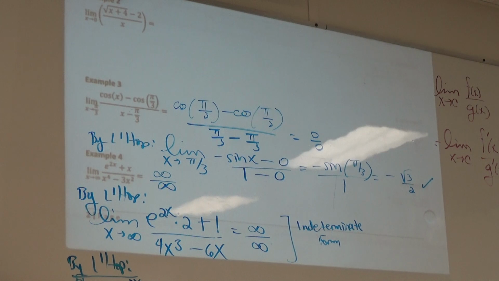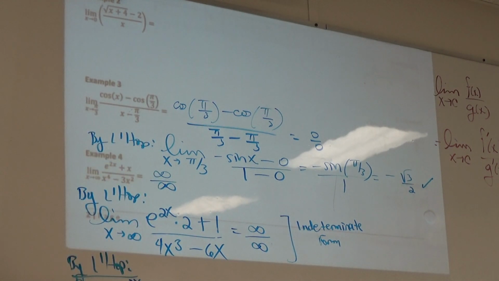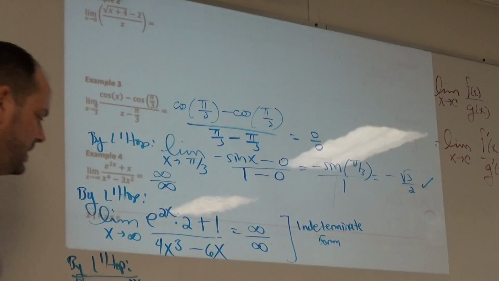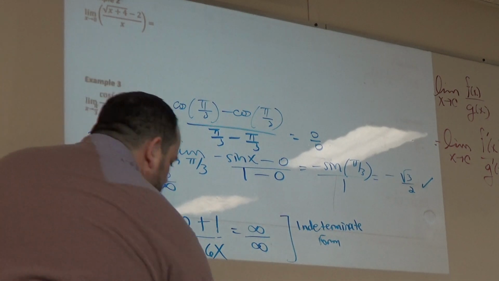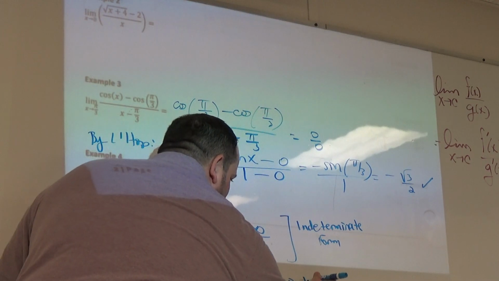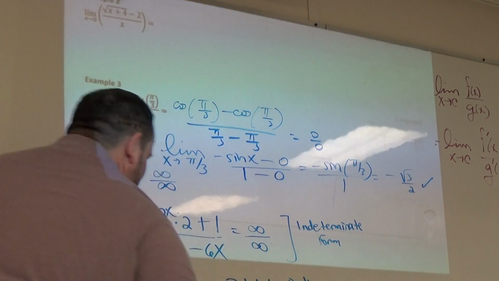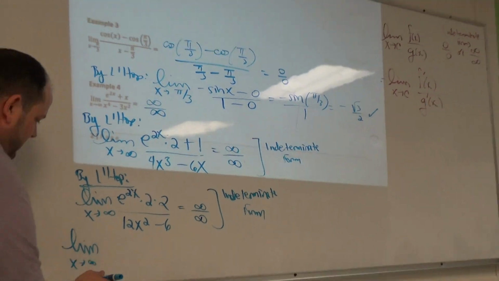Take the limit as x approaches infinity. e to the infinity is infinity times 2 times 2, infinity. 12 times infinity squared, infinity minus 6, infinity. Another indeterminate form. You are going to keep on going. I know, it makes me want to slap my table and say, oh, thank God I'm in calculus. So by L'Hopital again, limit as x approaches infinity.